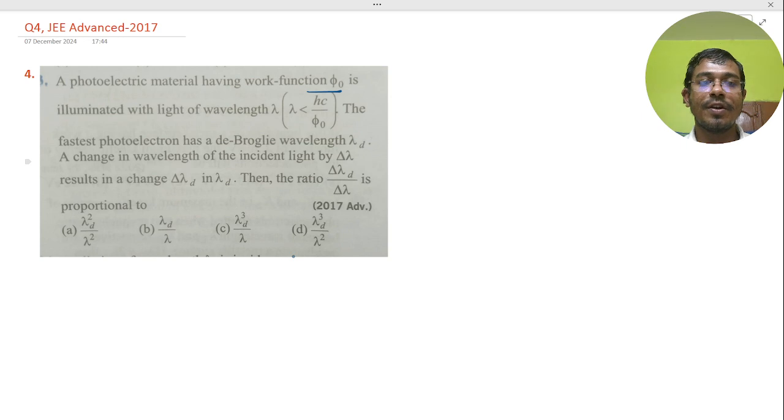The fastest photoelectron has a de Broglie wavelength lambda d. So basically a change in wavelength of the incident light by del lambda results in this change del lambda d in lambda d. So the ratio of del lambda d and del lambda is proportional to... Basically we just use the Einstein equation, and del lambda is a small change. So small change basically means differentiation.